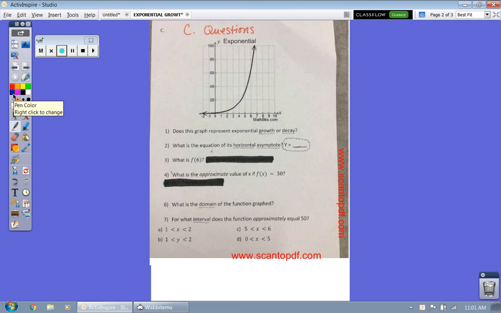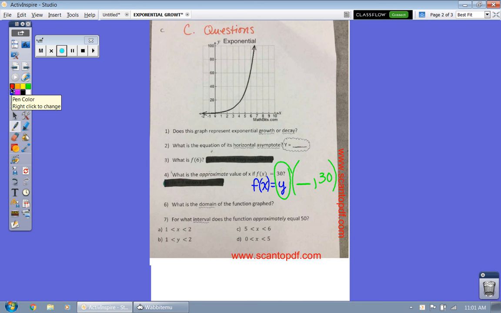So look at question 4. There's the bell. Seems like every time I do a recording. What is the approximate value of f of x equals 30? Write your given, f of x equals y. Circle what you have. I have the y value of 30 this time, so my y value is 30. The question is asking, what is the corresponding x value that goes with it?